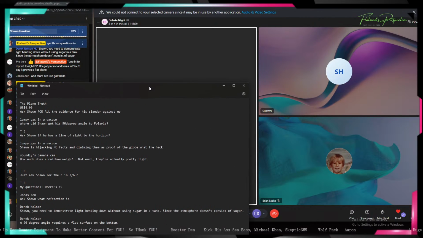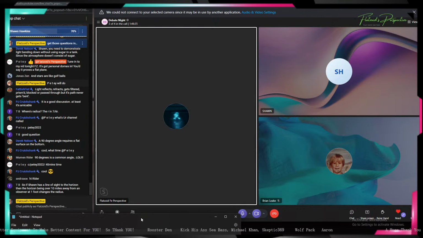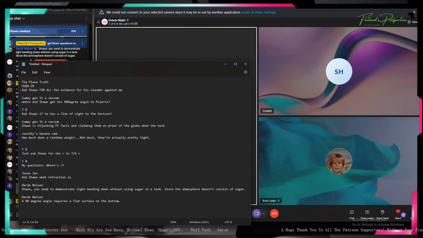Okay, spherical excess. So, Jonas Zen: ask Shawn what refraction is. Refraction is the displacement of light due to light traveling from one medium to another medium that is denser. Okay, and then we got another one. Shawn, you need to demonstrate light bending down without using sugar in a tank, since the atmosphere doesn't consist of sugar. That's from Derek Nelson.